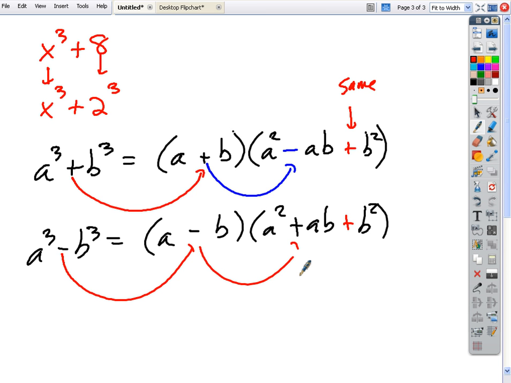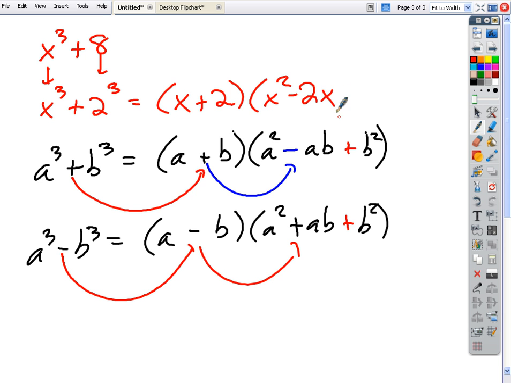So what is this example going to become up here? In this case, it's the sum of cubes pattern. Instead of an a, we have an x. Instead of a b, we have a 2. So then we just follow the pattern. So this must equal a, which is x, plus b, which is 2, times a squared, which would be x squared, minus x times 2, which we would write as 2x, right? Plus 2 squared, which is 4. Done.